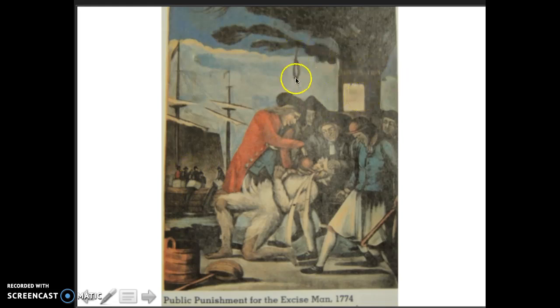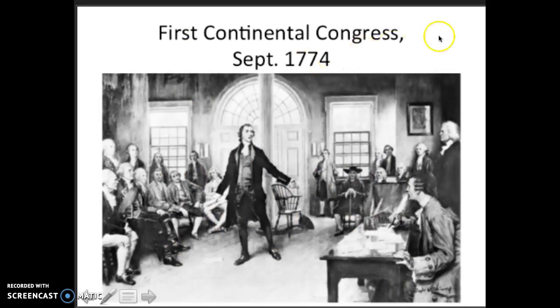And you also see a snooze here, which was a symbol that any person in the colonies who was a tax collector and loyal to Britain could be hung at any time. So while all this is going on, there's a lot of social unrest in the colonies. Finally, the 12 colonies meet in what becomes known as the First Continental Congress in September 1774.